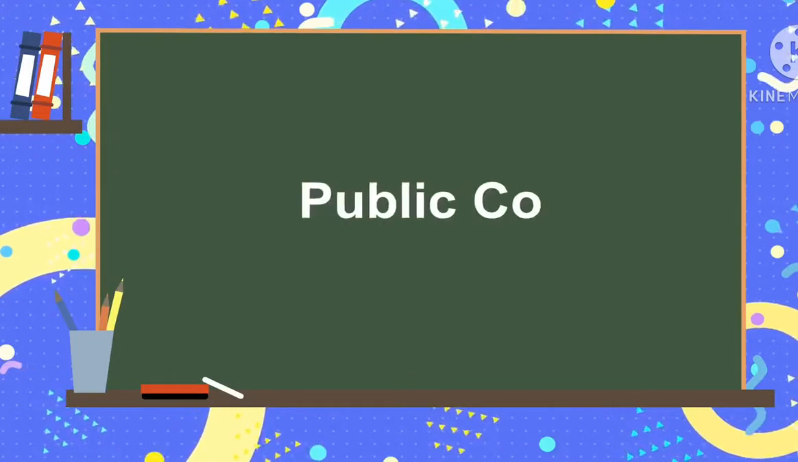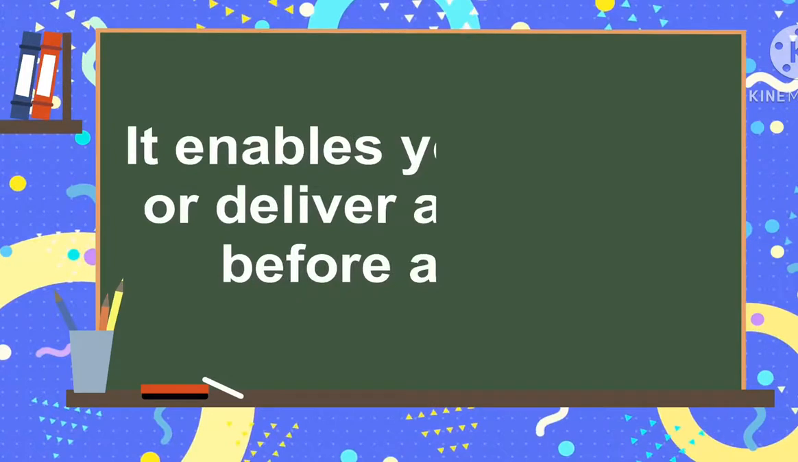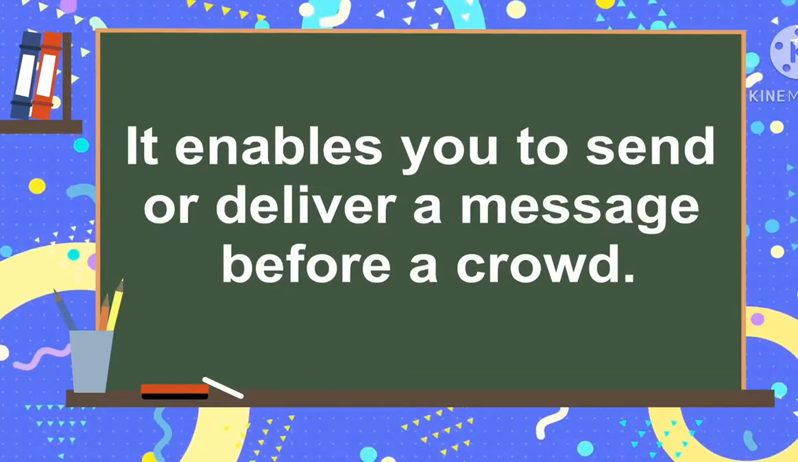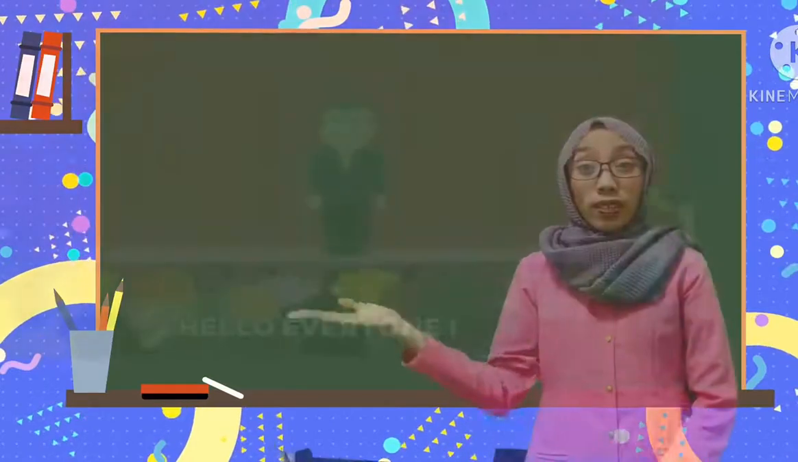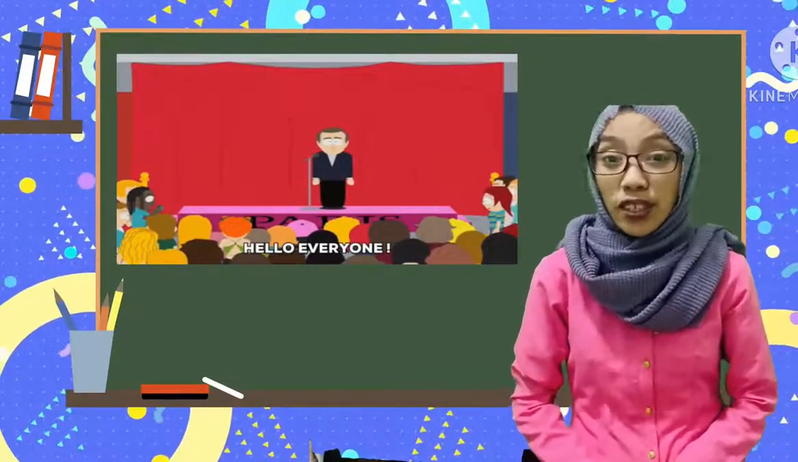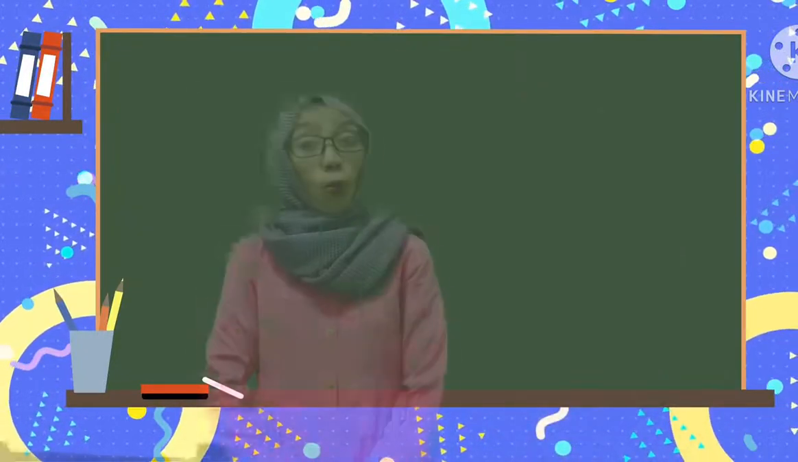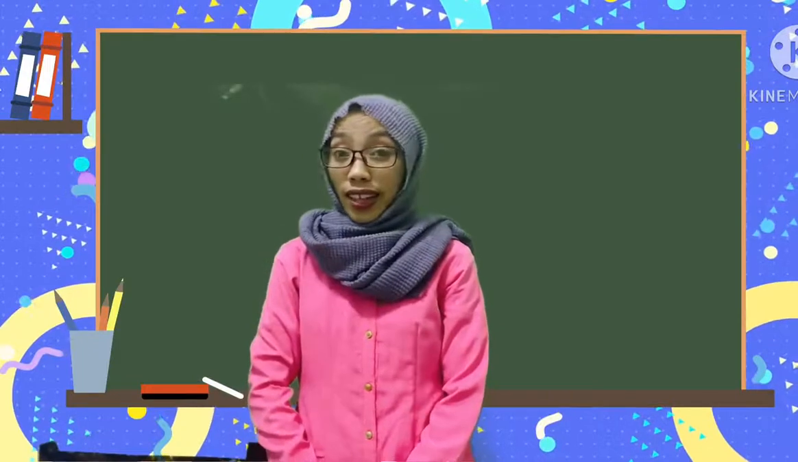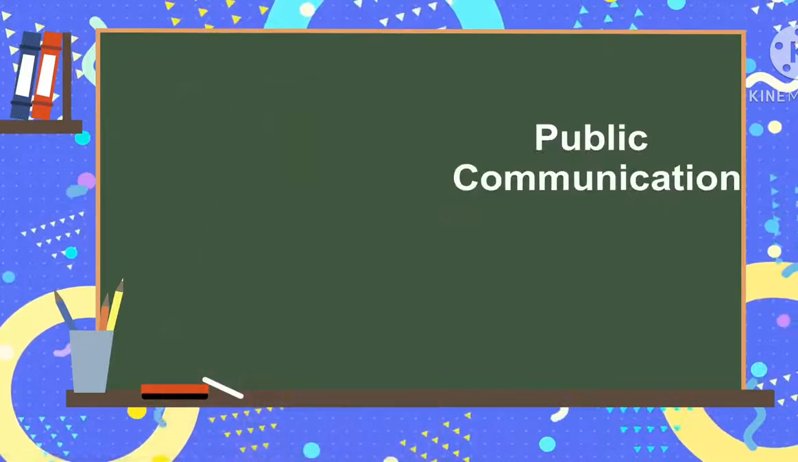The third type is the public communication. It enables you to send or deliver a message before a crowd. What can you say about this picture? Okay, very good. The man is delivering his speech to the crowd. What type of communication is that again? That is an example of public communication.